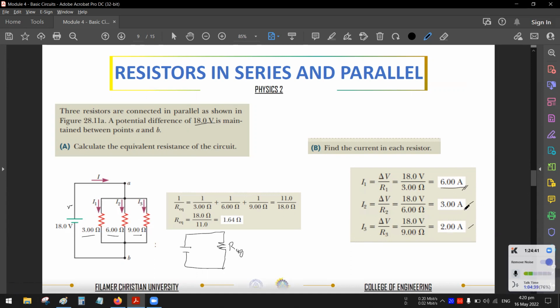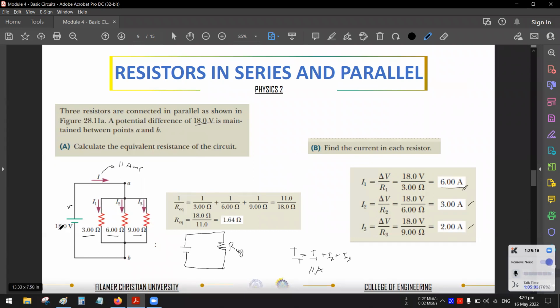Your current. Okay? So, what is the total current? So, total current is just equal to your I1 plus I2 plus I3. Therefore, you have 6, 7, 8, 9, 10, 11. So, total of 11 amps. So, yung current dito is 11 amps.